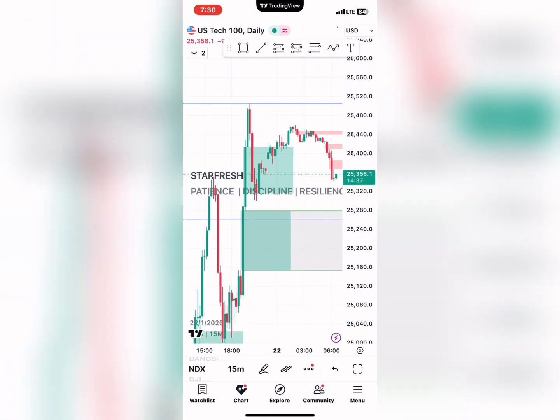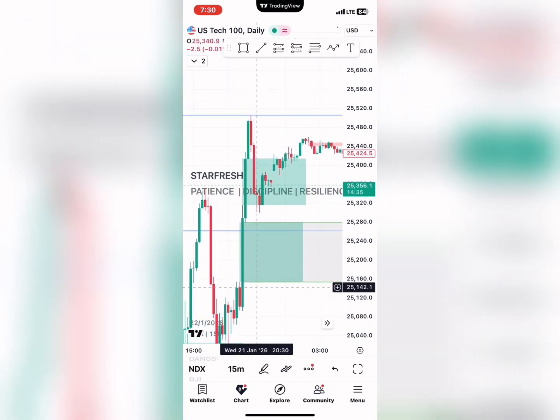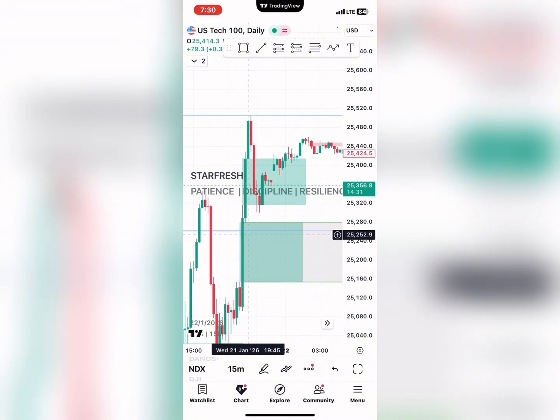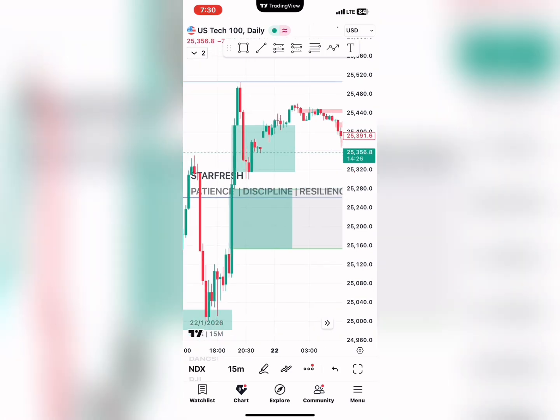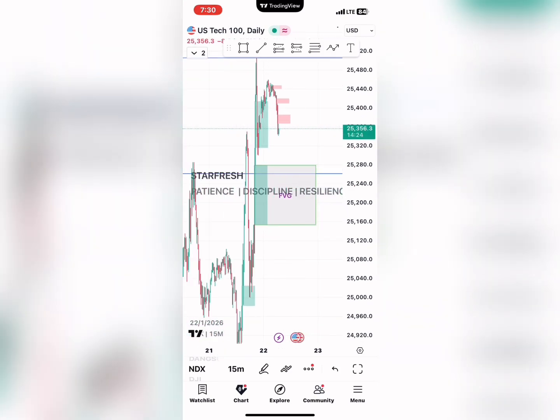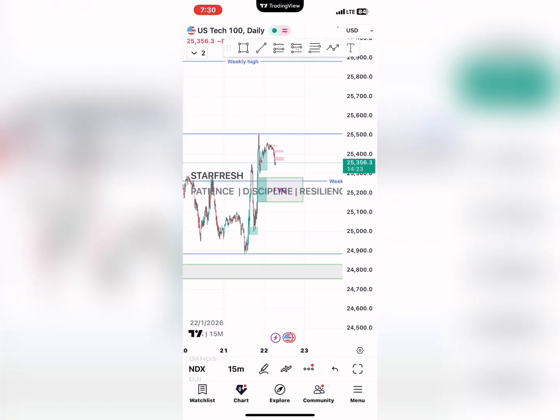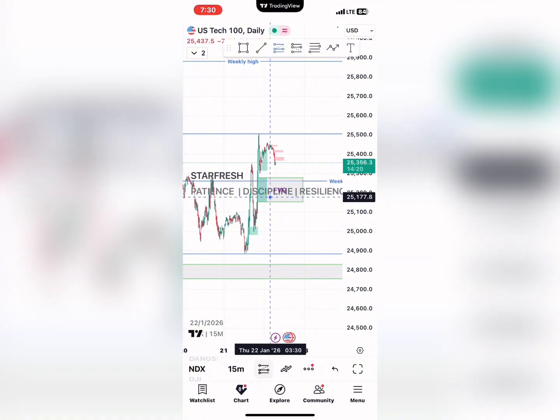You know what a fair value gap is? The space or distance between the first and the third candle. The top of the first candle and the bottom of the third candle. That is the space in between the second candle. Yeah, that is the fair value gap.